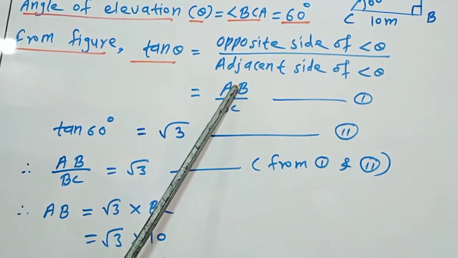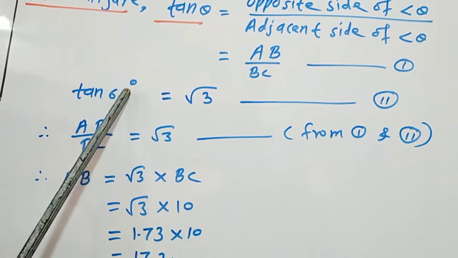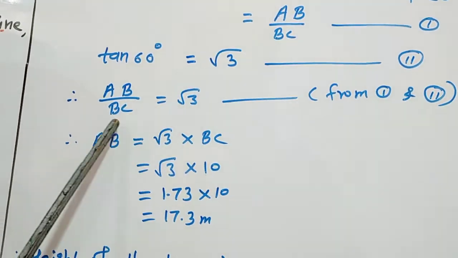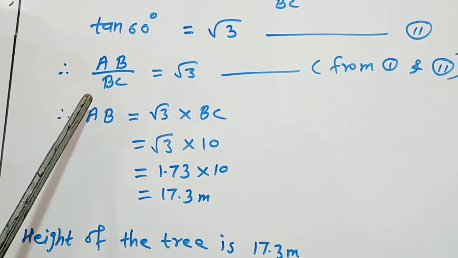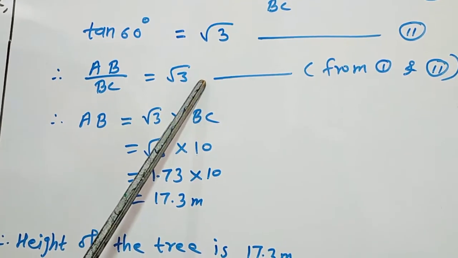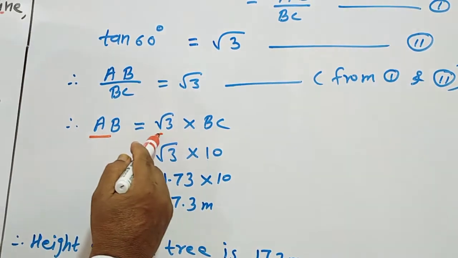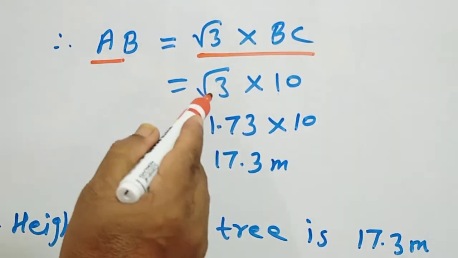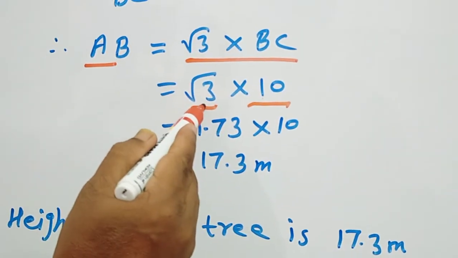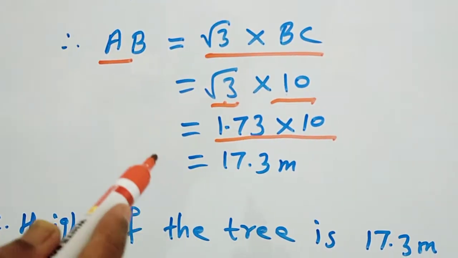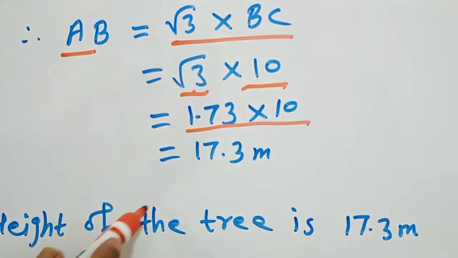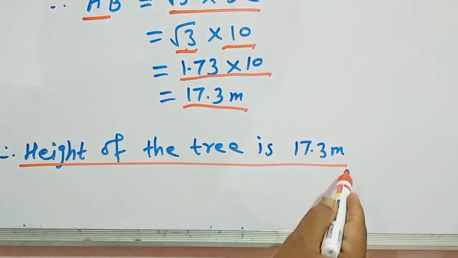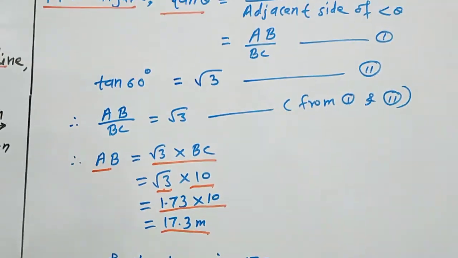Now tan theta equal to AB upon BC, but if we put theta equal to 60, then tan 60 is root 3, therefore from 1 and 2, AB upon BC is equal to root 3 here. Then shift BC to the right hand side, we will get AB is equal to root 3 into BC. Now BC is 10, it is given, so equal to root 3 into 10, but the value of root 3 is 1.73. 1.73 into 10 is equal to 17.3. Therefore the height of the tree is 17.3 meter. Solve this example in your maths 2 notebook.